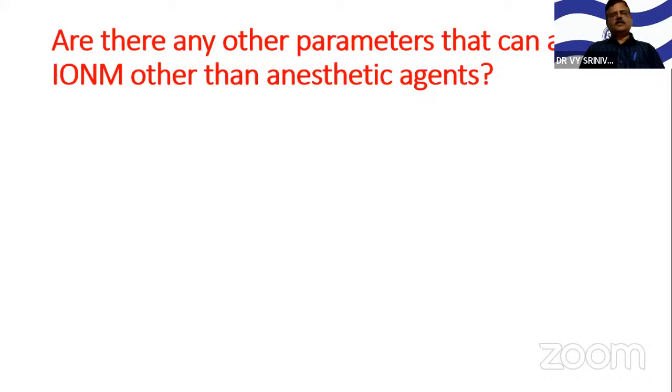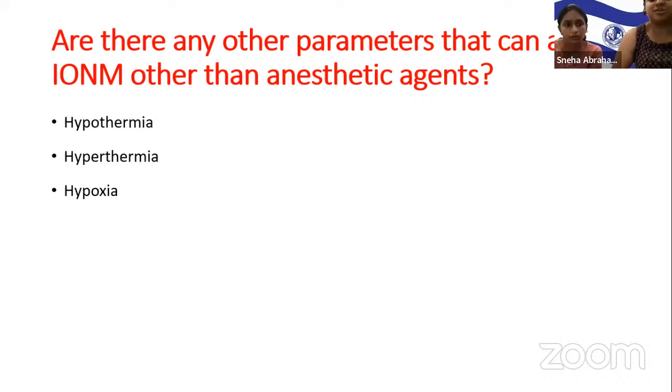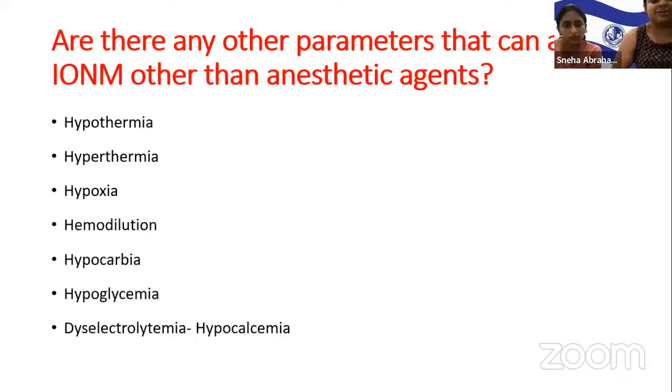Are there any other parameters that can affect intraoperative neuromonitoring other than anesthetic agents? Yes, sir. Hypothermia, hyperthermia, hypoxia, hemodilution, hypocarbia, and hypoglycemia. All these cause changes in the somatosensory evoked potentials, whereas dyselectrolytemia like hypocalcemia can cause changes in the motor evoked potentials.